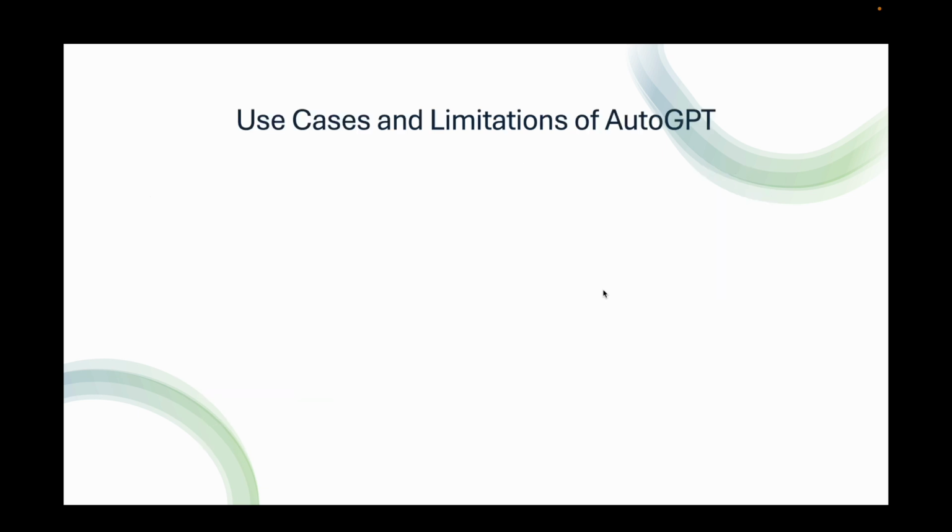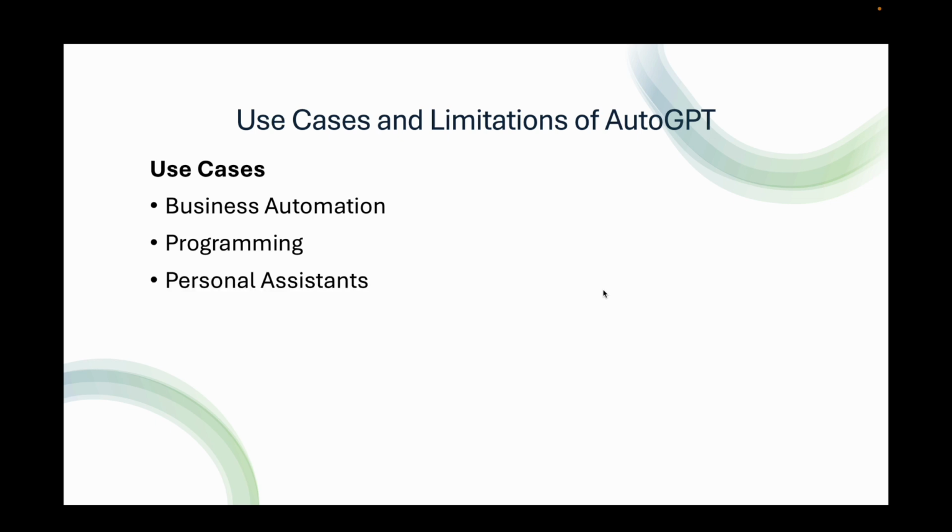Some of the use cases and limitations of AutoGPT include, for use cases, we have business automation. AutoGPT can automate tasks like customer service inquiries, market research, and content generation. Programming. In programming, it can assist with code generation, debugging, and even executing scripts autonomously. Personal assistance. Users can set up personal tasks like managing calendars, setting reminders, or handling emails without continuous supervision.